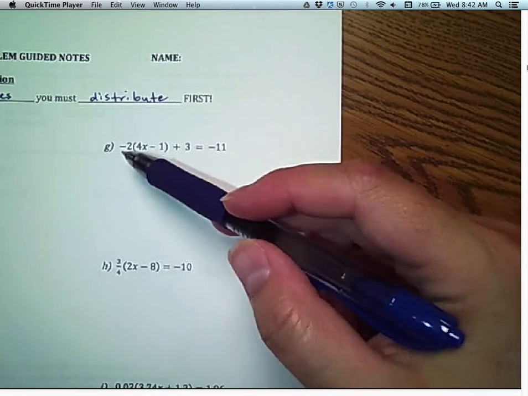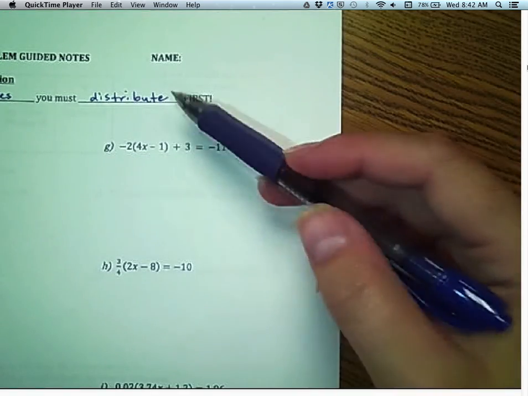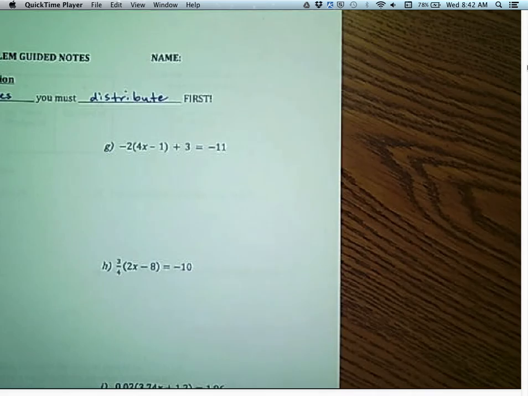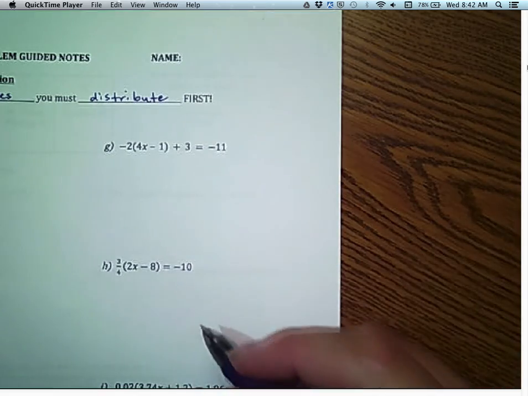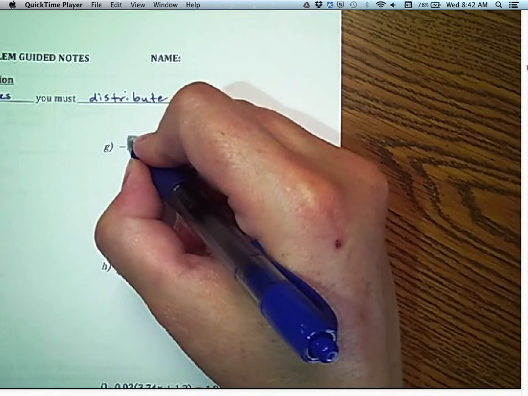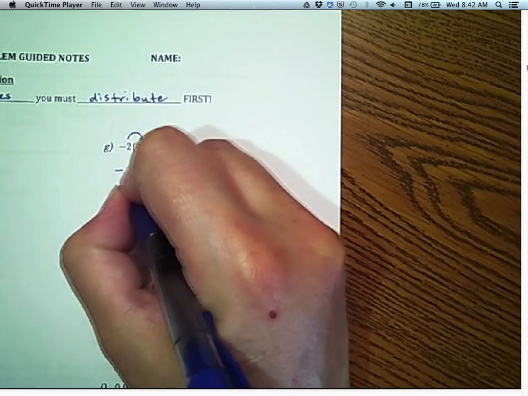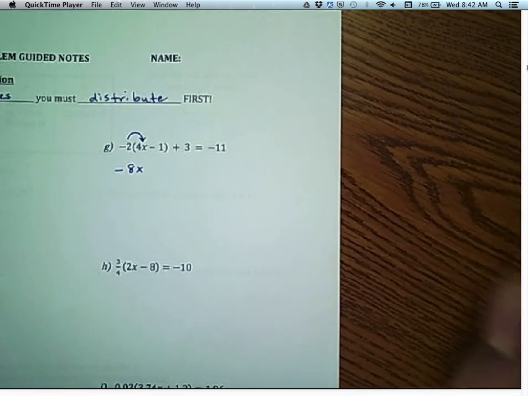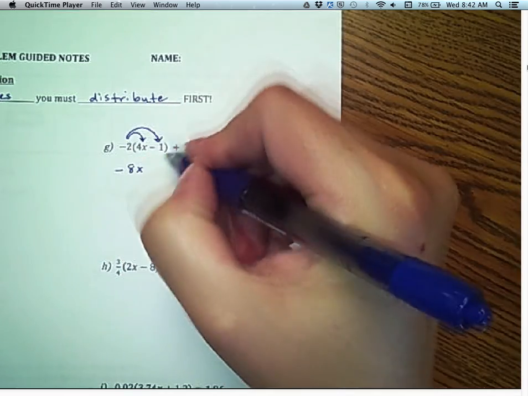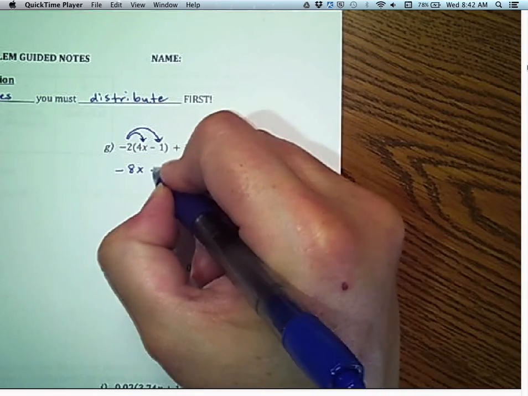All right, again, I see that I have a number outside parentheses, which means I'm always going to distribute first. And anytime you see parentheses, that's what we're thinking about, distribute first. All right, here I'm going to distribute this negative 2. Negative 2 times 4x is negative 8x. Now I'm going to distribute to the negative 1, so negative 2 times negative 1 is positive 2.